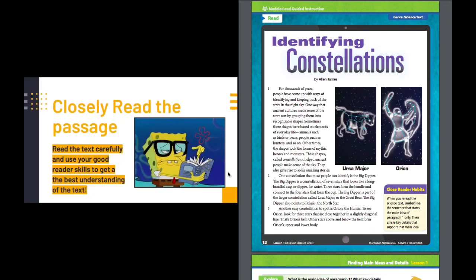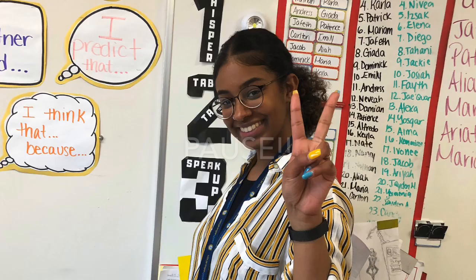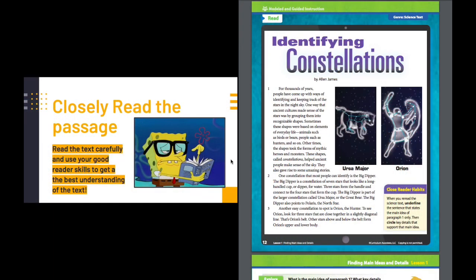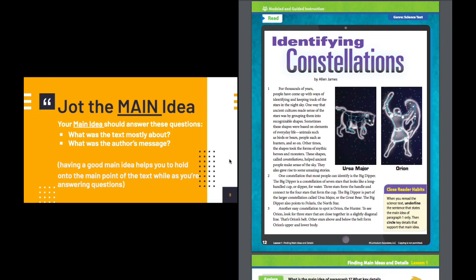Now that we've previewed the text, we're going to closely read the passage. I want you to pause the video and go ahead and read this independently. Okay, now that you've closely read the passage, the next step in our plan of attack is jotting the main idea.